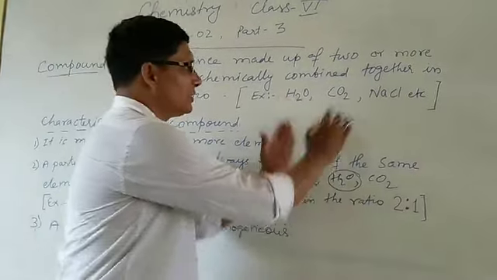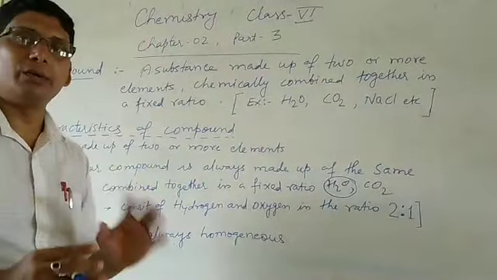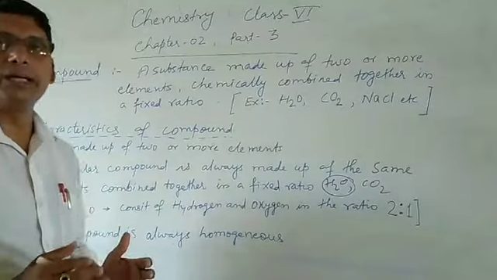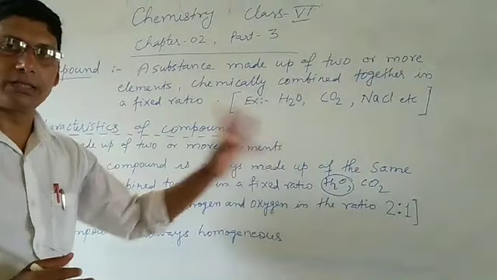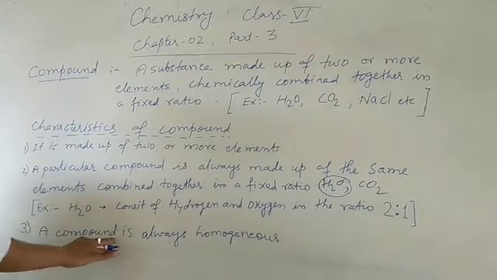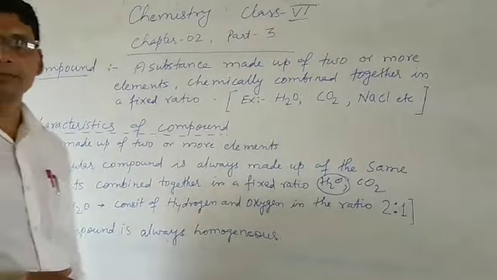If hydrogen and carbon join, it will not make water. Water will always be formed when hydrogen and oxygen combine together in a fixed ratio. Okay? The next characteristic: a compound is always homogeneous.